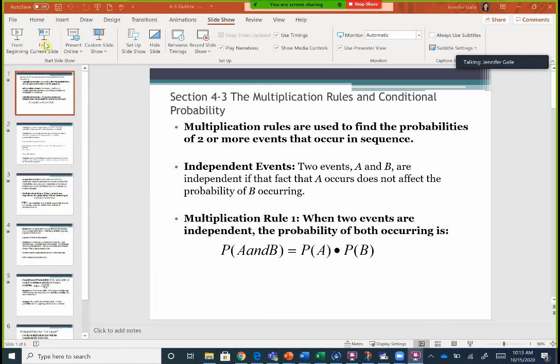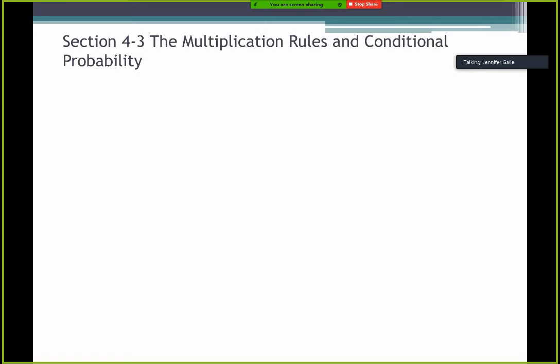All right, guys, so far with probability, we have done the basics. We've talked about the basic probability rules. We've talked about a complement, sample spaces, classical, aka theoretical probability, empirical probability, and we've used a couple addition rules. Today we're going to keep moving forward with our probability, and today we're going to look at some multiplication rules and something called conditional probability.